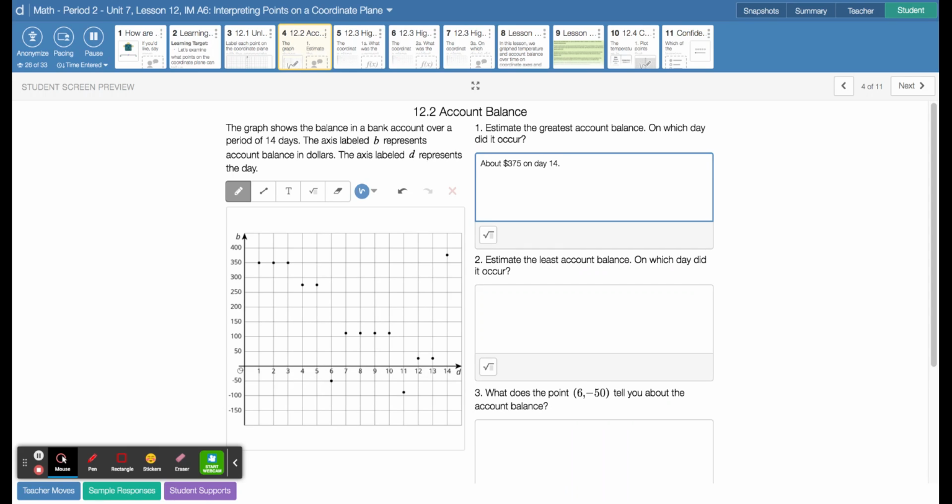Looking at this next question, we're looking for the least account balance now, right? And we're also looking for the day that it did occur. And you'll notice that the least balance was about $90 below the amount. So that would mean that you borrowed about $90 on the 11th day, is what I'm seeing. And so here about negative $90 would be the account balance, and that would be on the 11th day. So the least balance was about negative $90, and it did occur on the 11th day.